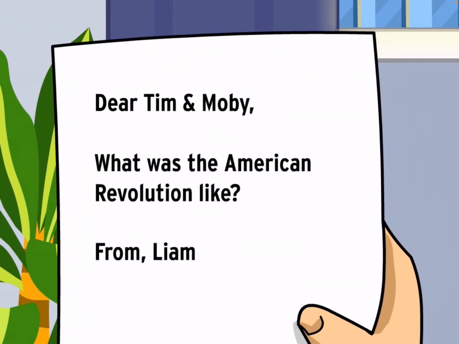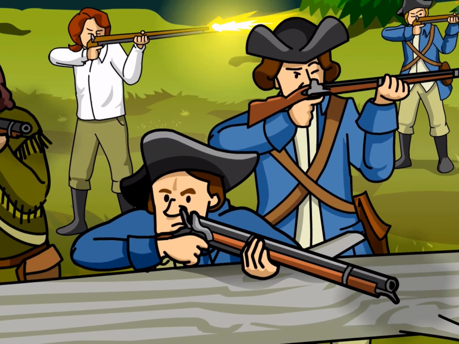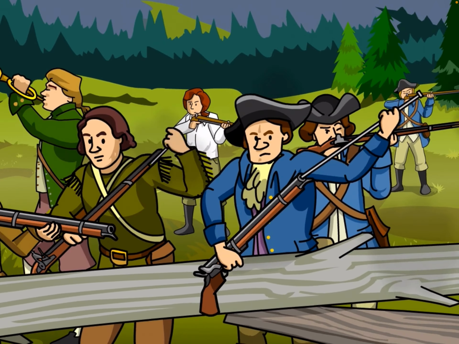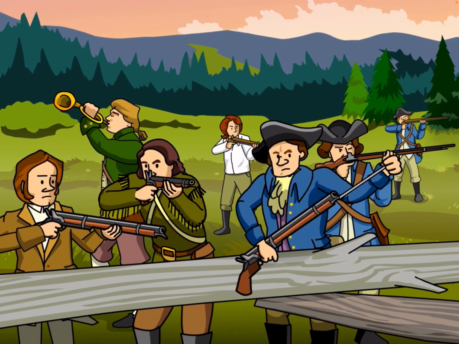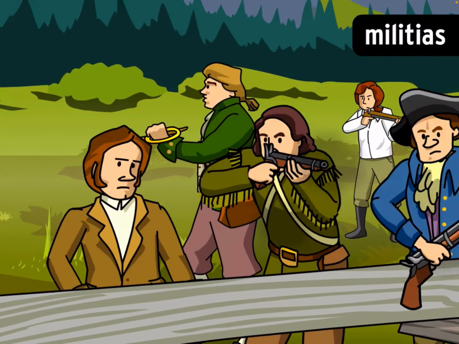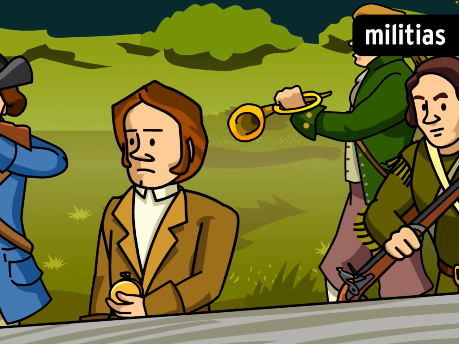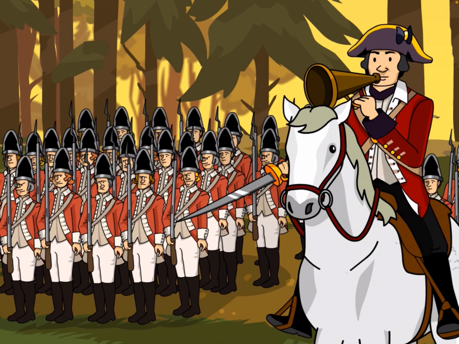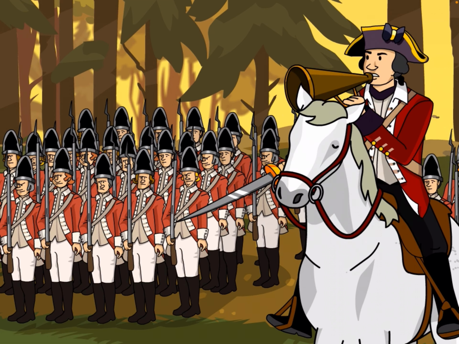Dear Tim and Moby, what was the American Revolution like? From Liam. The American Revolution was a long and bitter war. The colonists were way outmatched. Instead of a real army, all they had were local militias, volunteer forces where soldiers could come and go as they pleased. And they were up against the British, the most powerful military in the world.